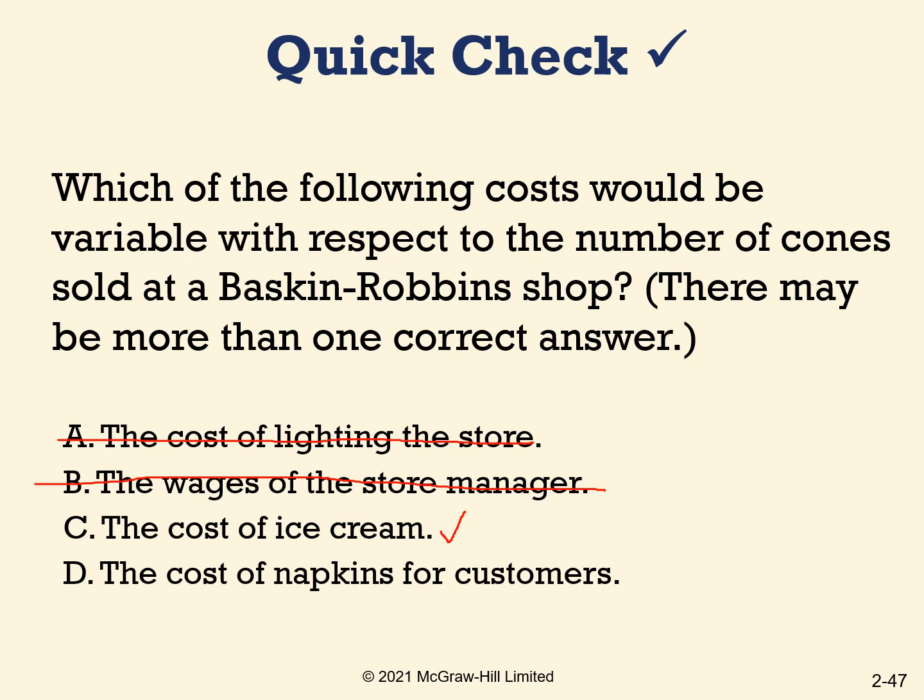And the last one, the cost of napkins for customers. Same idea. We're going to be using napkins as we're giving out ice cream. So let's just assume that for every ice cream we sell, we give a customer a napkin to clean themselves up with. So the more ice cream we sell, the more napkins we're going to have to give out. So the cost of napkins is going to keep going up with respect to the number of cones we sold. So this is also a variable cost.